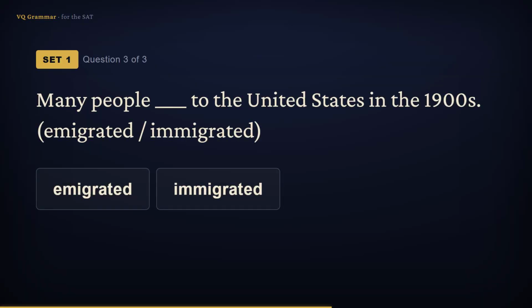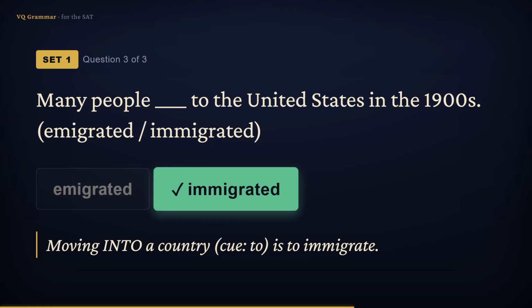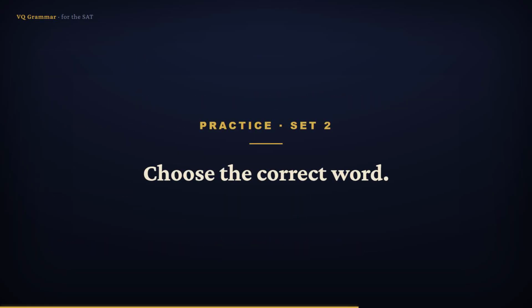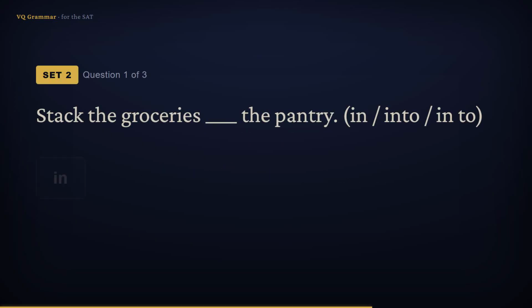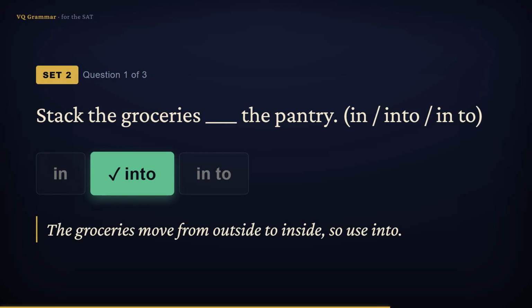Many people blank to the United States in the early 1900s. Moving into a country, the cue is to, so it's immigrated. So the answer is immigrated. 3 more. Watch the into versus in and the never standard words. Stack the groceries blank the pantry. The groceries move from outside to inside, so we use into. So the answer is into.